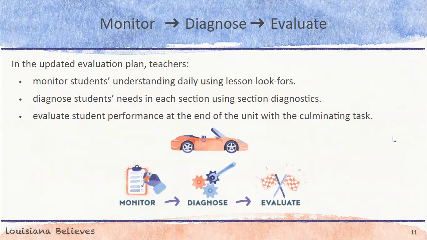The evaluation plan now has 3 methods of assessment: monitoring, diagnosing, and evaluating. Monitoring student progress is embedded into the daily curriculum with student look-fors, which are knowledge-based and skill-related. The lessons in each section are designed to prepare students for the section diagnostic by building content knowledge through reading, writing, and having discussions about complex texts. The results of the section diagnostics help teachers understand how their students are progressing in the unit. At the end of the unit, teachers evaluate students using their writing responses to the culminating task.